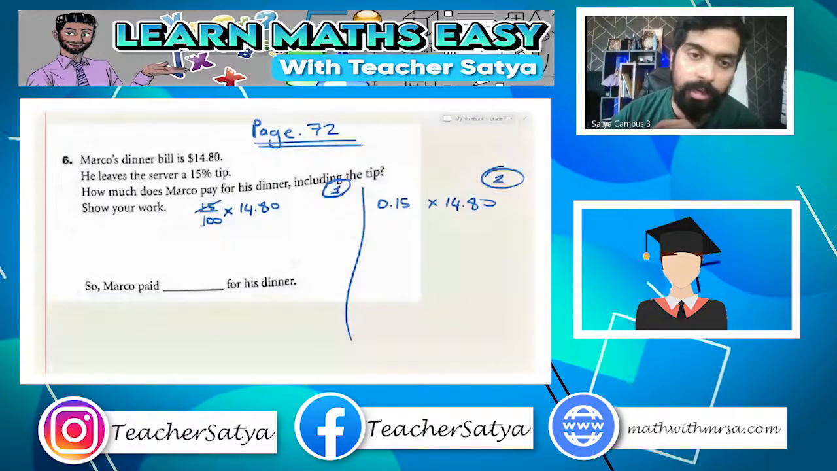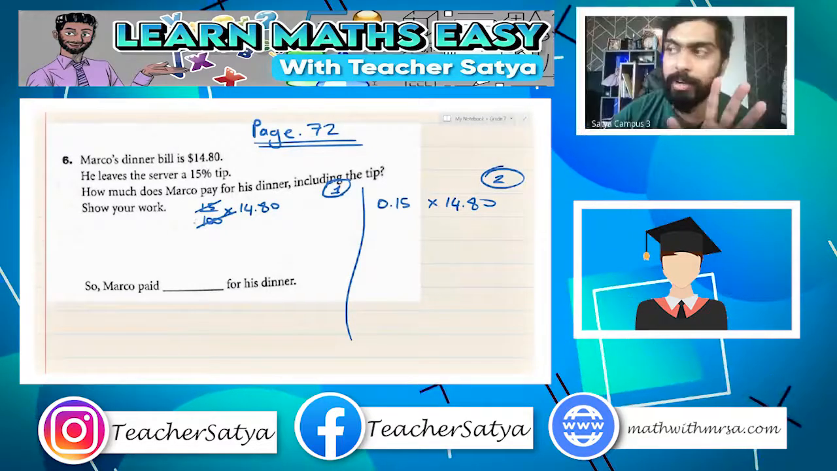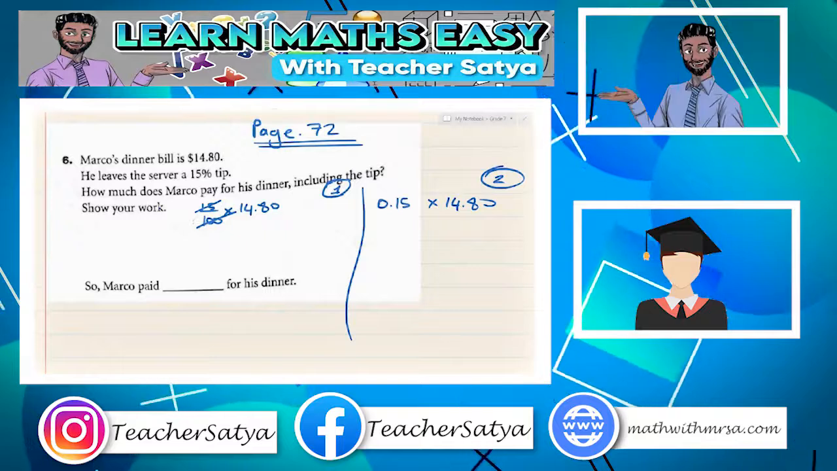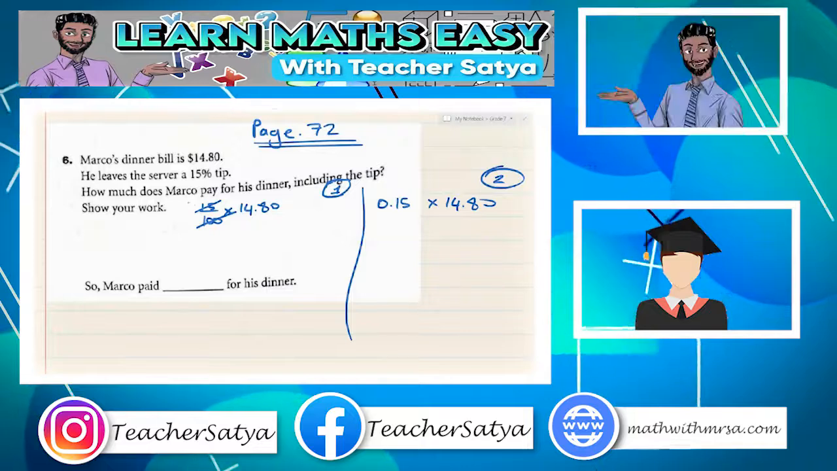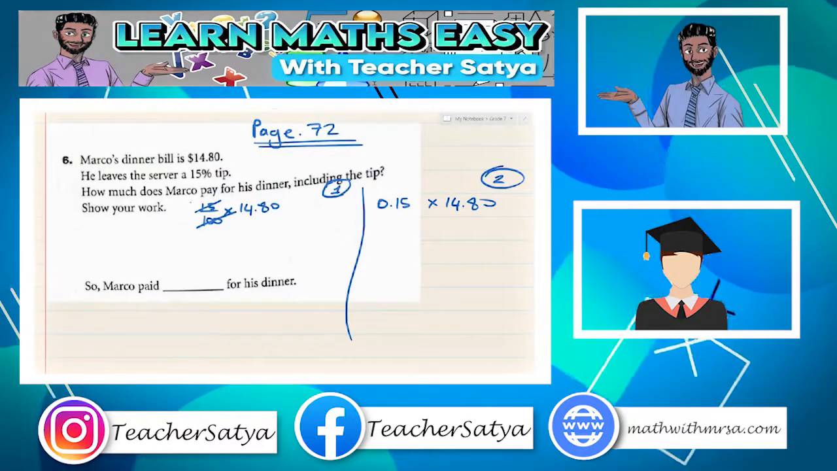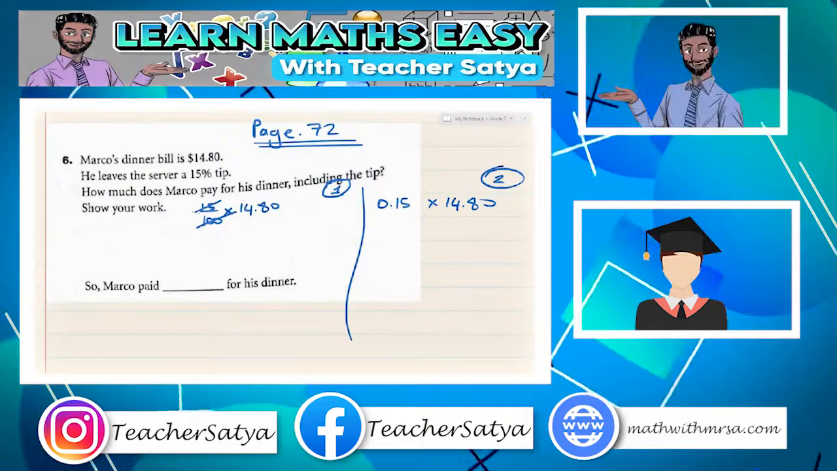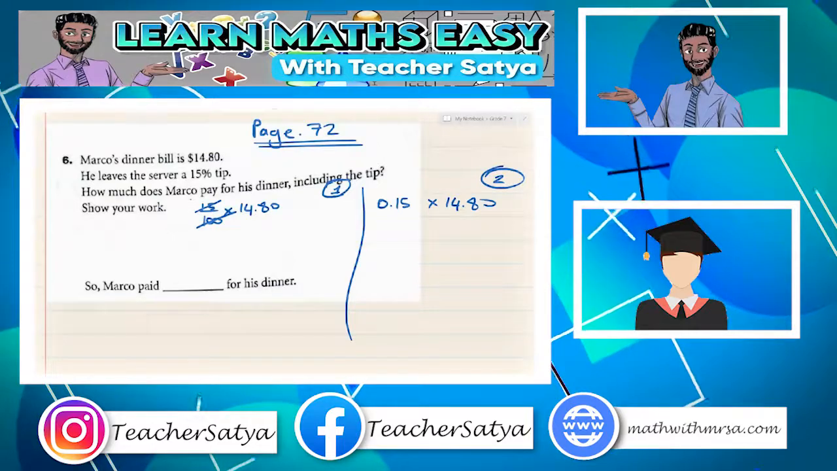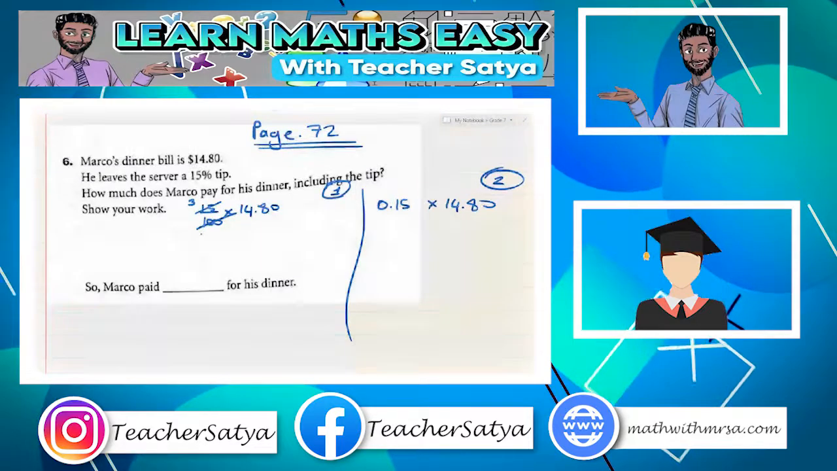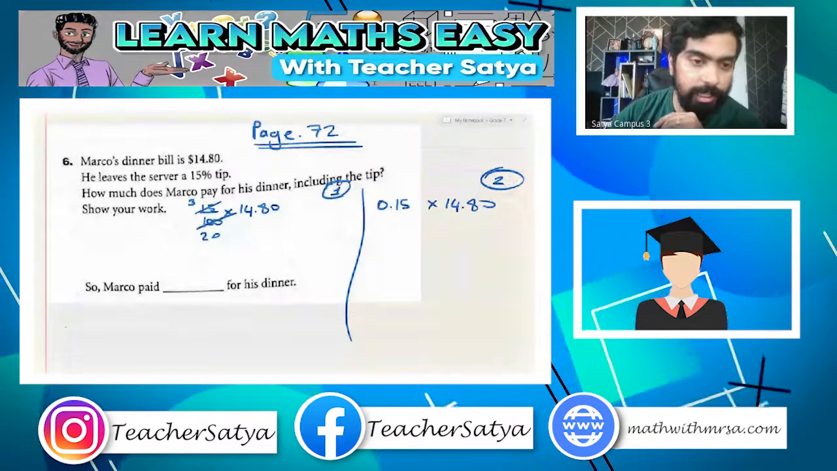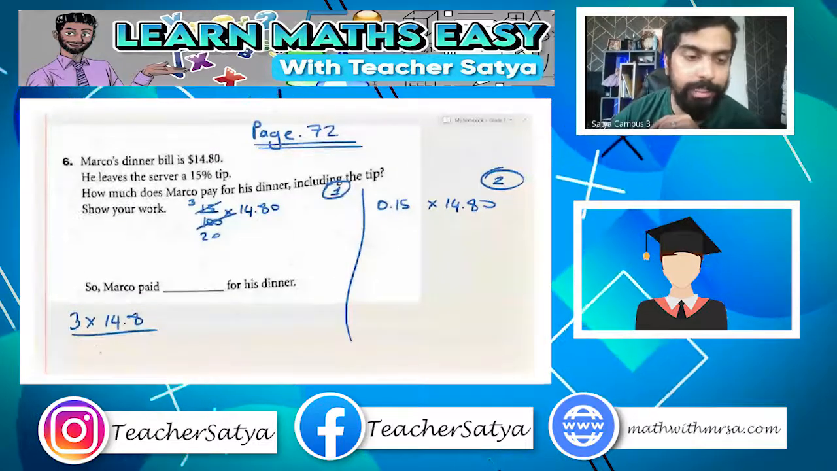So 15 and 100 both can divide by what? 5. Both can divide by 5, yes? Okay, so 15 changes to what? I think I did it wrong. It's okay, we'll do it together now. Don't worry about it. What is 15 divided by 5? 3. What is 100 divided by 5? 20. So now we have 3 multiplied with 14.8 over 20.